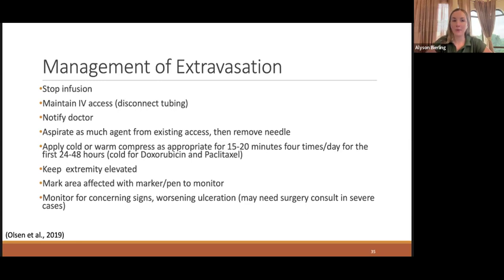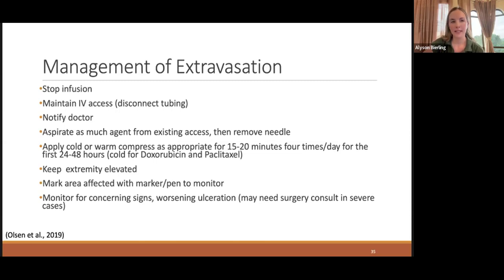Next, you would apply a cold or warm compress to the patient. You would do that for 15 to 20 minutes, and the patient should do that 4 times a day for the first 1 to 2 days. There's a recommendation that for certain drugs, we want to use cold application. For certain drugs, we want to use a warm application. So for the drugs that you'll be administering in your setting, doxorubicin and paclitaxel, use a cold application.